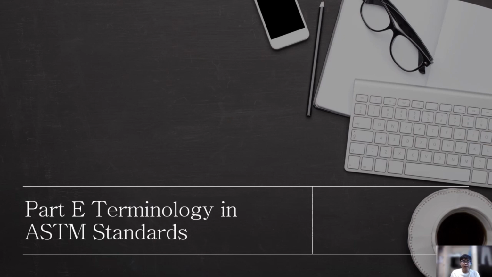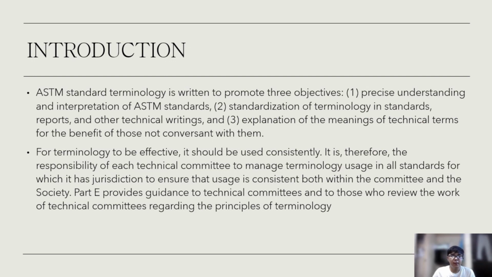Part E, Terminology in ASTM Standards. Introduction. ASTM standard terminology is written to promote three objectives. 1. Precise understanding and interpretation of ASTM standards. 2. Standardization of terminology in standards, reports, and other technical writings. And 3. Explanation of the meanings of technical terms for the benefit of those not conversant with them.